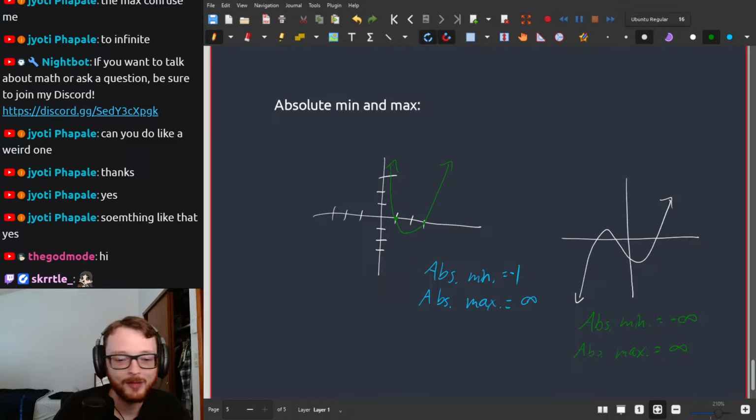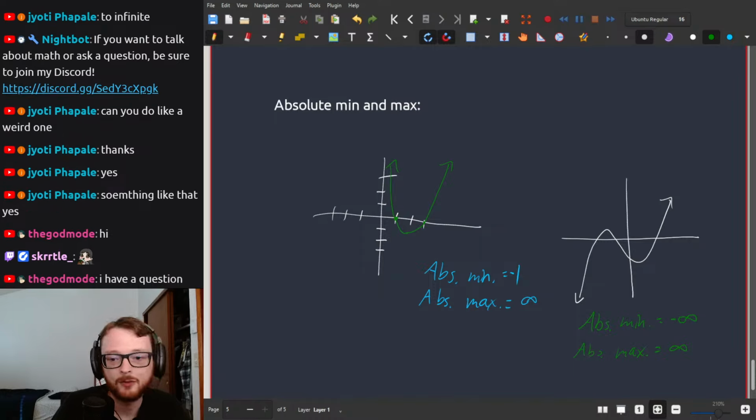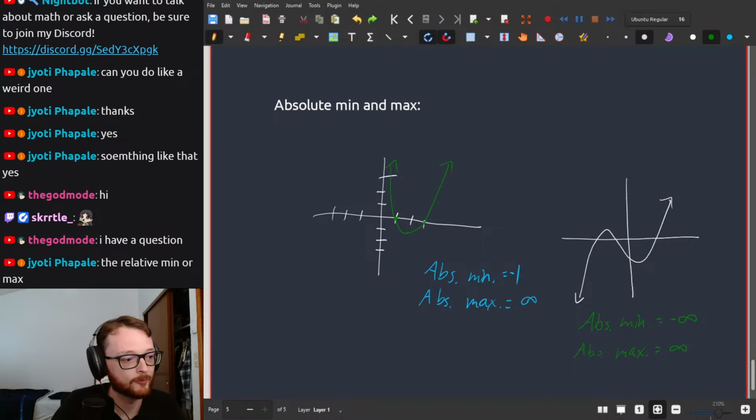And so it's weird because we don't really have an actual number to plug in here. Now there's something special about this point here and this point here. We would call it a local minimum or a local maximum, which you might not have learned yet, but we're talking about absolute. So for now, we don't care about those. Yeah, or relative is another word.